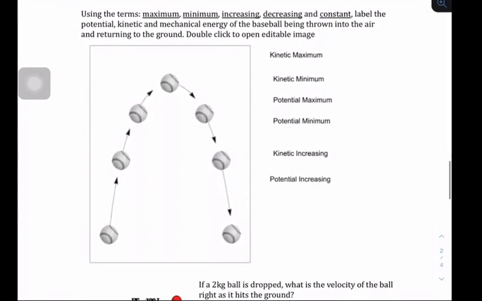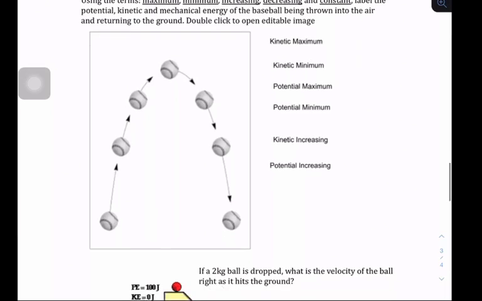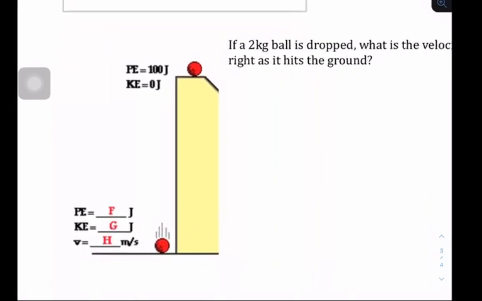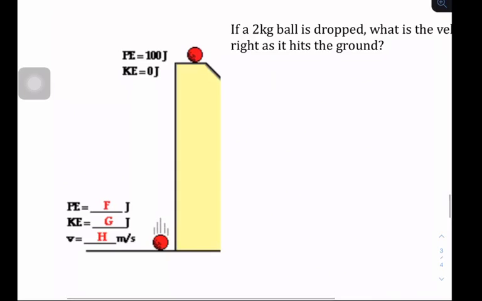There's a bit in the notes that I'll get you to do on your own. You can double click this image to open it up as a Google Doc. But here's our example. If a 2 kilogram ball is dropped, what is the velocity of the ball right as it hits the ground? Well, at the top, we don't even have to do a calculation. It tells us that the potential energy is 100 joules.